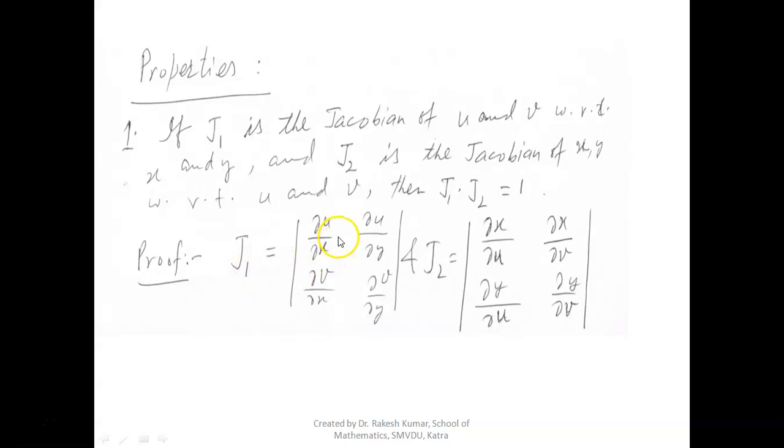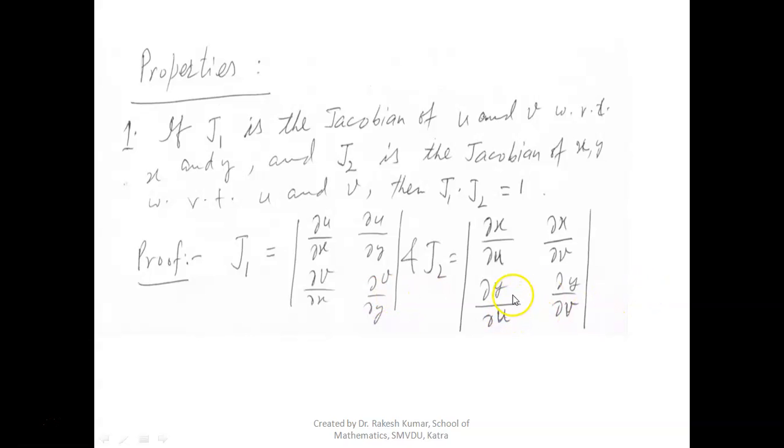Now J1 is equal to, since u and v are functions of x and y, the determinant with first row del u by del x, del u by del y, and second row del v by del x and del v by del y, by the definition of Jacobian. Similarly, the Jacobian J2 can be written. x and y are functions of u and v, so the Jacobian of x and y with respect to u and v has first row del x by del u, del x by del v, and similarly the second row. These are the two Jacobians.